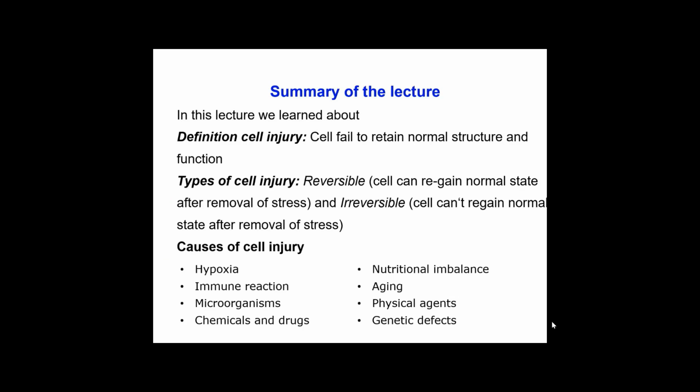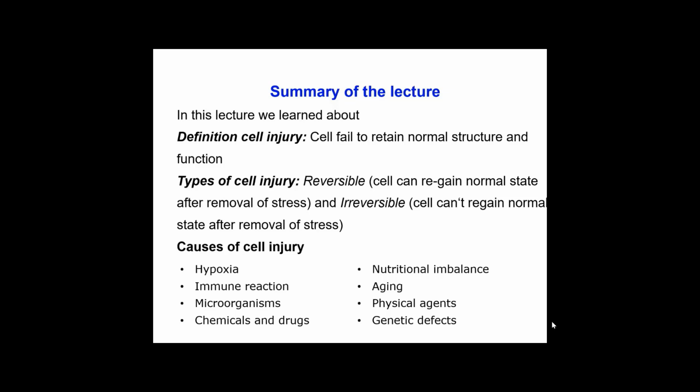So let me summarize today's lecture. In this lecture, we have learned about the definition of cell injury. Let me revise it. It is basically the condition in which the cell fails to retain its normal structure or function due to some pathological or physiological stress.